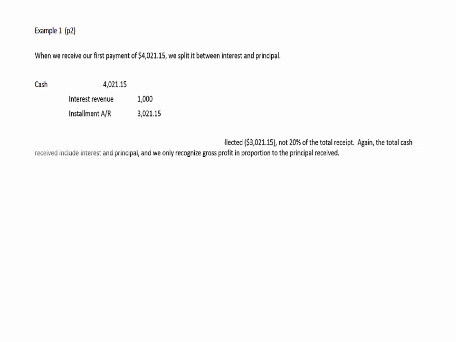So when we go to recognize the gross profit, it's going to be 20% of the receivable collected, not 20% of the total cash receipts. Again, the total cash received includes interest and principal, and we only recognize gross profit in proportion to the principal received. So again, we received $3,021 of the principal. Based on a 20% gross profit rate, we're going to go ahead and recognize $604.23 of that formerly deferred gross profit.